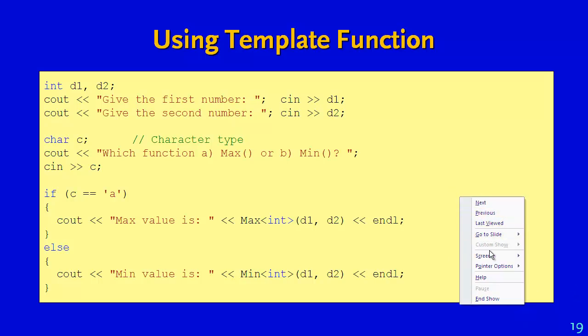Have I got my pen here? You're giving the compiler a hint to replace the generic type in the declaration and the definition of the max function by int.